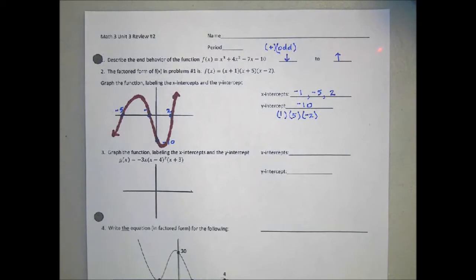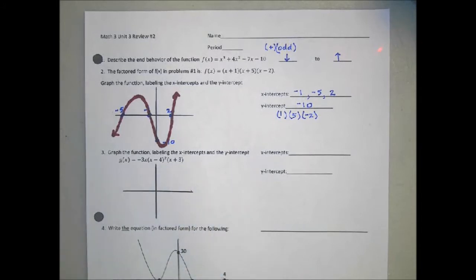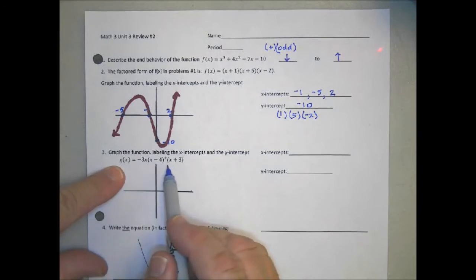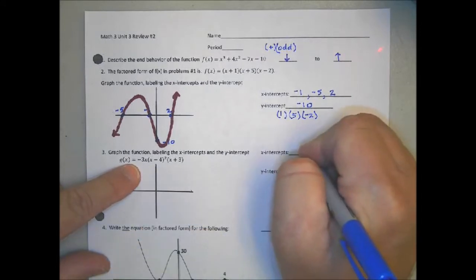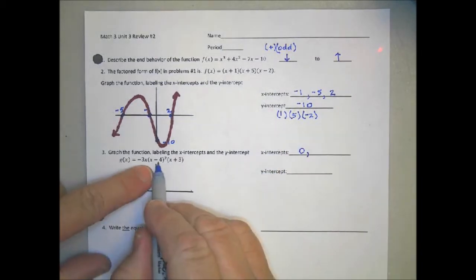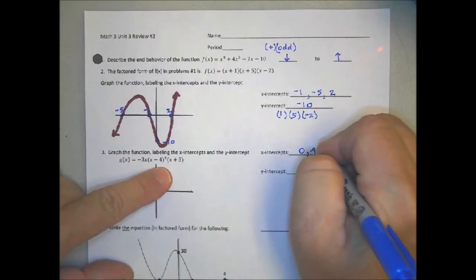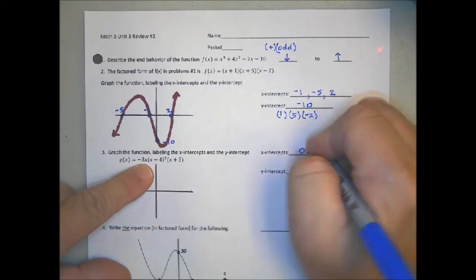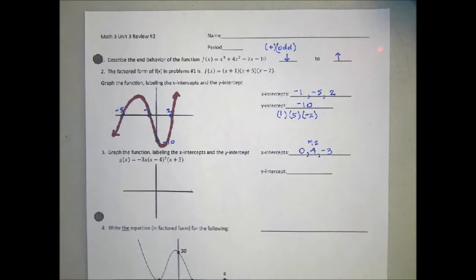Problem number 3, graph the function again, labeling the x-intercepts and the y-intercepts. Again, it's in factored form, which makes life really easy. -3x equals 0, so the x-intercept, the 0 for this factor would be 0. The 0 for this factor would be +4, and the 0 for that factor would be -3. Now, +4, that's a multiplicity 2. So it's going to bounce when we hit +4.